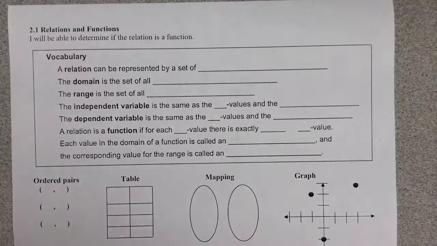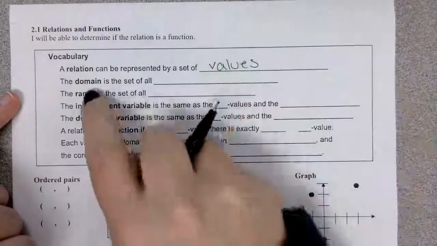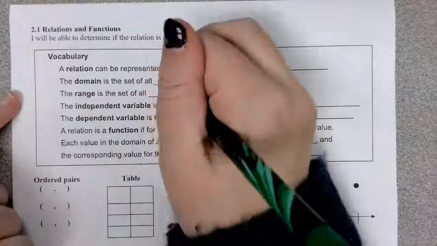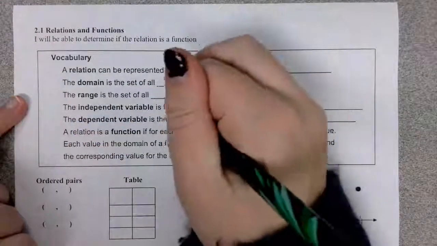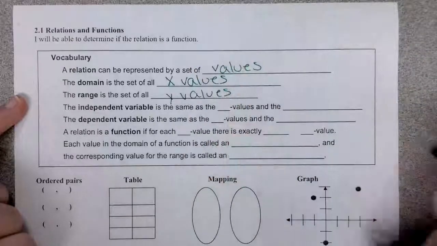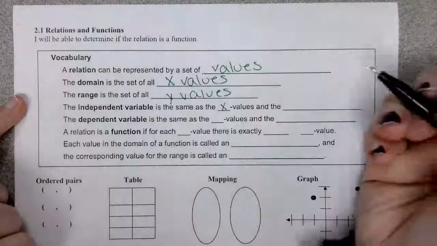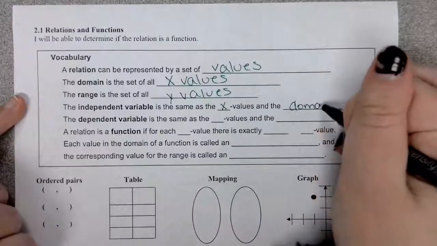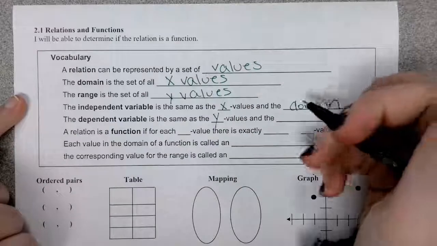In this video, you are going to learn how to determine if a relation is a function. So first thing you just need to remember is a relation can be represented by a set of values. The domain is a set of all x values, and the range is a set of all y values. The independent variable is the same as your x values, which is the domain, and the dependent value is the same as your y values and your range.